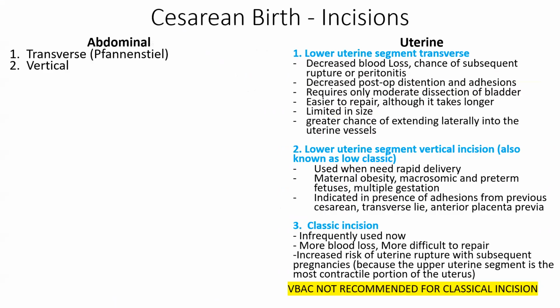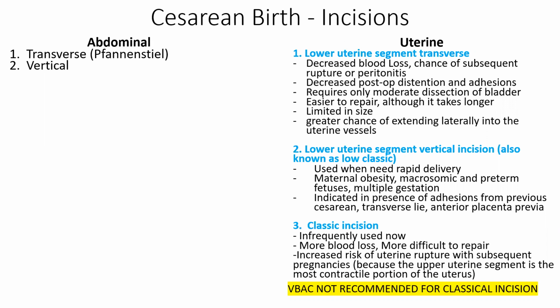Okay, we have incisions here. We have abdominal and uterine here. Talking about the transverse incision, it's usually with a decreased amount of blood loss and chance of subsequent rupture or peritonitis. The transverse incision is easy to repair, although it does take longer. It's limited in size, you don't have to cut as long. There's a greater chance of extending laterally into the uterine vessels.